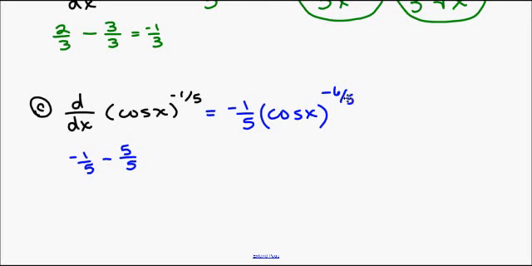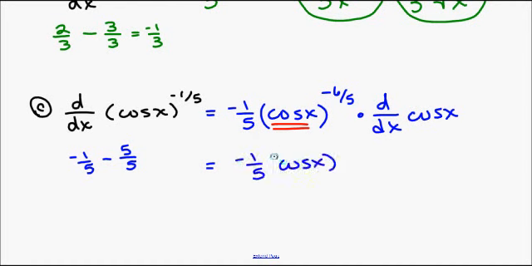Okay, but we have an inside function, which means that we're going to apply the chain rule. So times d/dx of cosine x. So this is negative 1/5 cosine x to the negative 6/5 times the derivative of cosine x, which is negative sine x.